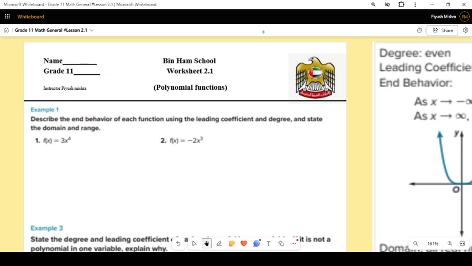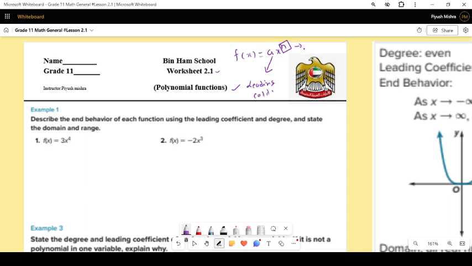So today we are going to learn lesson number 2.1 and the topic name is polynomial function. What is the polynomial function? If there is a function f of x something like a x to the power n, this is known as a polynomial function, where a is the leading coefficient and n is known as the power or degree.